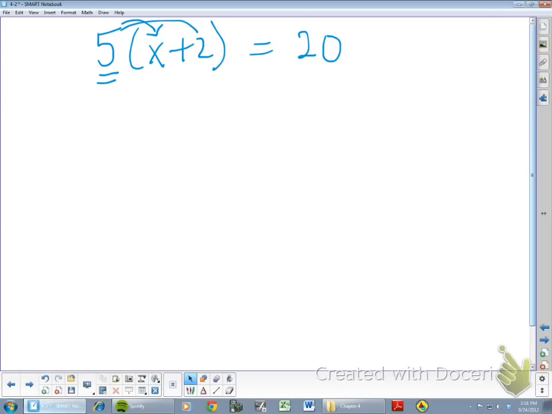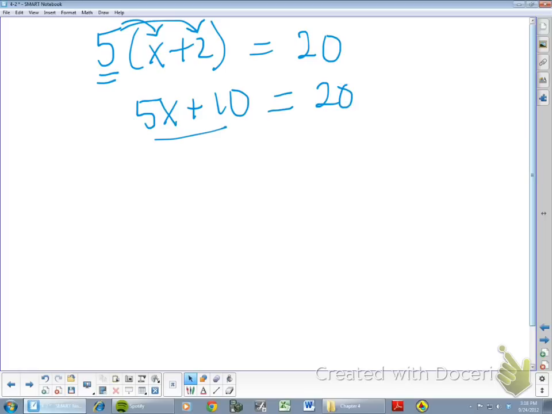Okay, another problem here. Let's try 5 times x plus 2 is equal to 20, right? Now, the 5 is on the outside, so that means it's being multiplied. You have to multiply it in. 5 times x and 5 times 2. 5 times x is 5x, plus 5 times 2 is 10, and that's equal to 20.